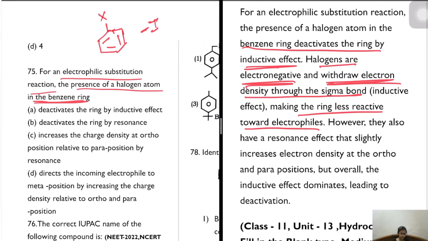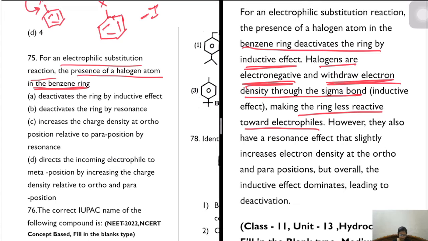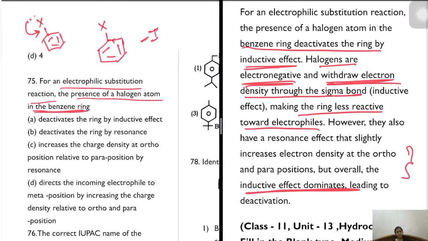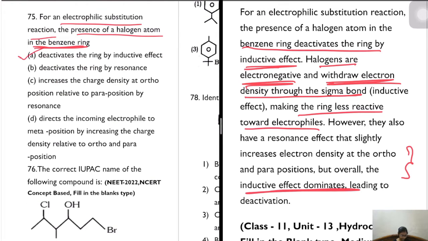They do have resonance effect. You might be wondering that we have seen that they have resonance effect, but the inductive effect is greater than the resonance effect. So overall we'll have inductive effect domination. See, as I said, at ortho and para through resonance, it will also increase electron density, but overall the inductive effect will decrease. So the correct answer is 1.